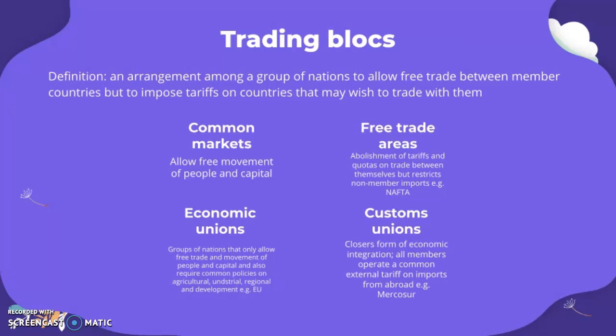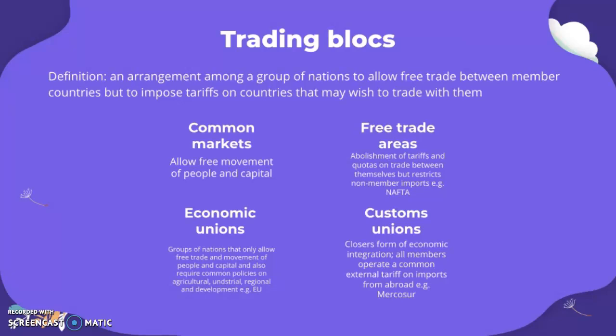Economic unions are a group of nations that allow free trade and movement of capital and people, but also require common policies in agriculture, industrial and regional development, such as the EU. And then you have customs unions, which are closer forms of economic integration in which all members operate a common external tariff on imports from abroad.